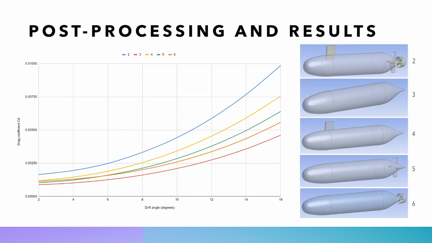This is a plot of drag coefficient against drift angle for each of the configurations, each shown in a different colour on the graph. As expected, configuration 2, which contains all the parts, has a higher drag coefficient, and configuration 3, which is purely the hull, has the lowest. We also see this value increase as the drift angle increases, as we expected.